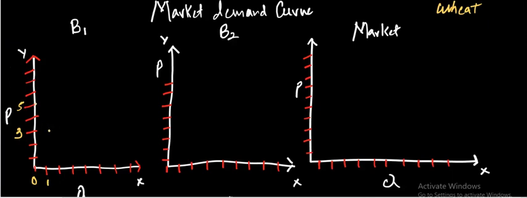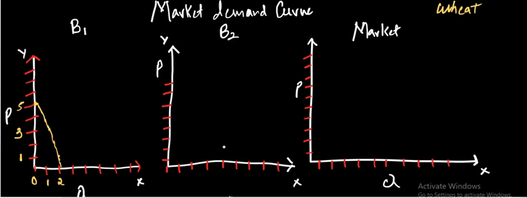This is going to be here. And then let us assume that when the price is 1, he is going to buy 2 units of the commodity. So if I plot this up, this is going to be 1 point, this is going to be another one, and this is going to be another one. So let me join this up. So this is going to be the demand curve of buyer 1.